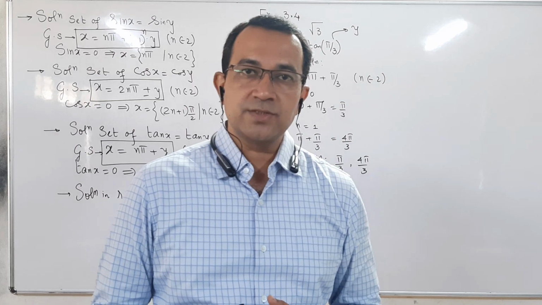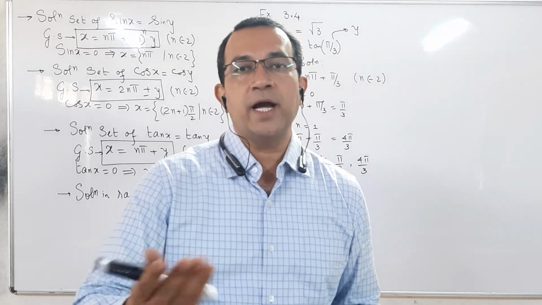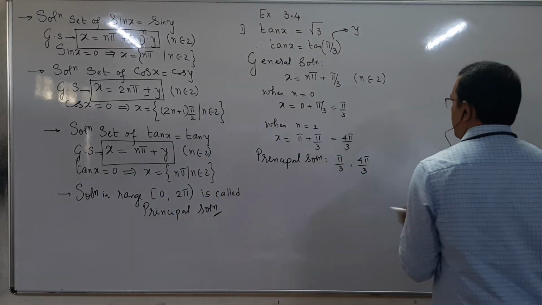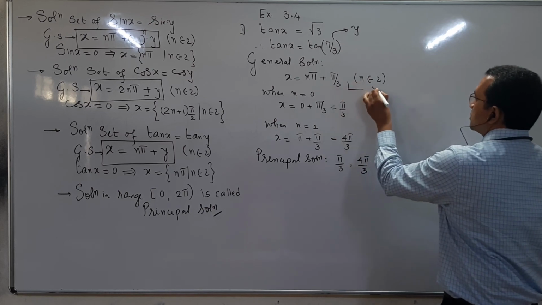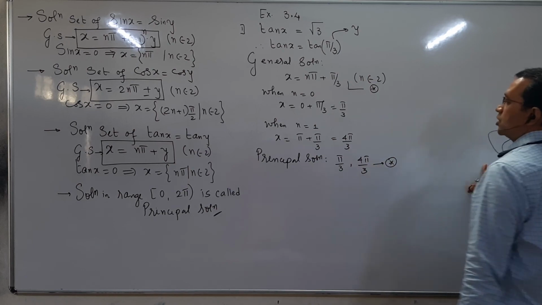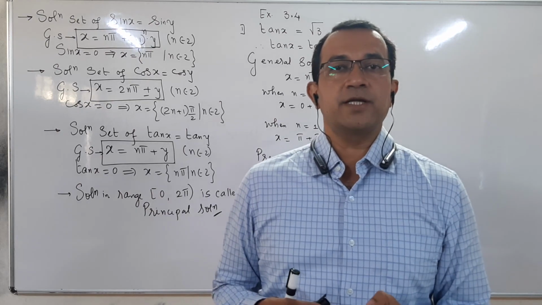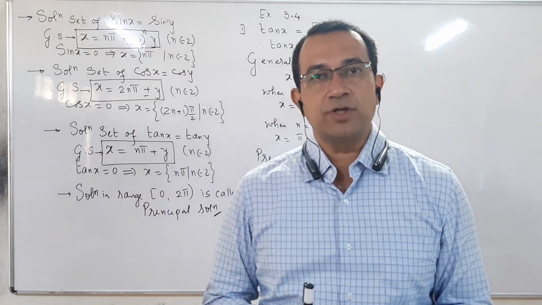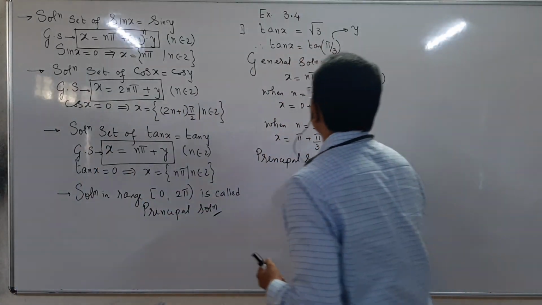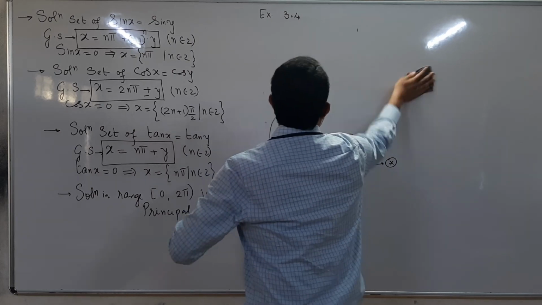So solutions which are in the range of closed 0 to open 2 pi are called principal solutions. So this is our general solution, and this is our principal solutions. This is our answer. Trigonometric equations are very easy to understand once you develop the concepts. Okay, let us do the second exercise 3.4, students. I am doing sum number 2.